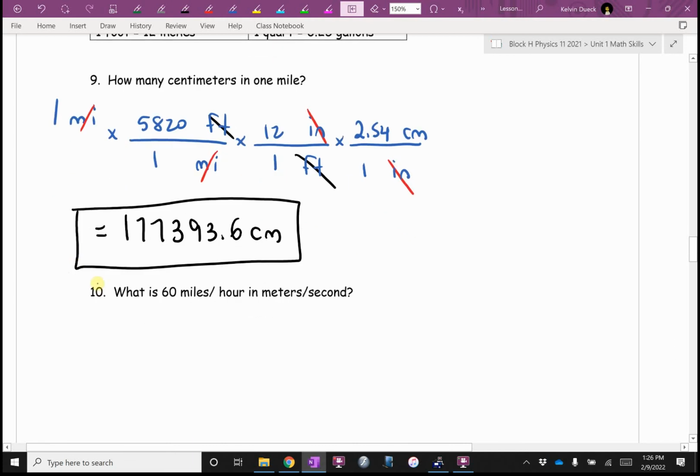Tomorrow, in number 10, do you notice now we have units on top and on the bottom, miles per hour? I like that question. So we're going to pause here. Bear with me.